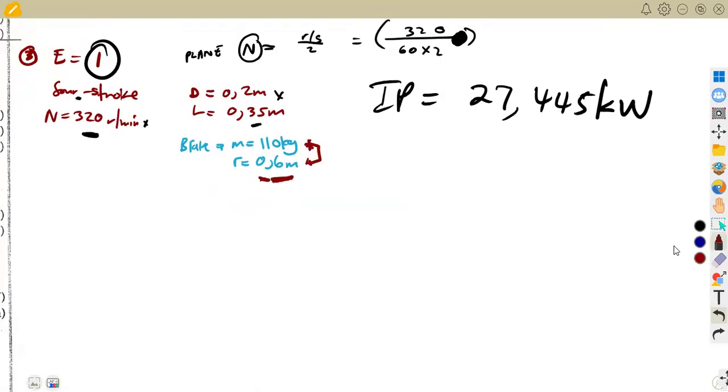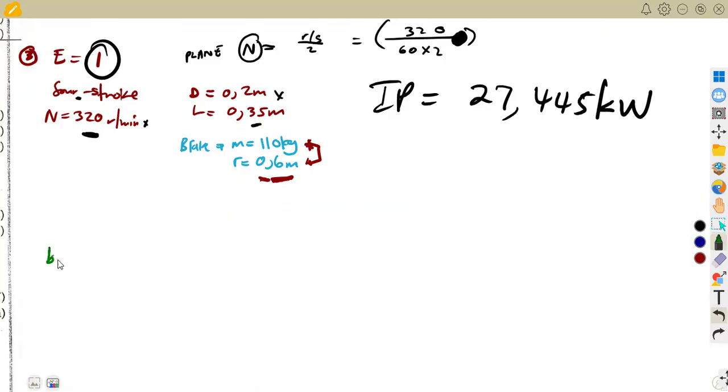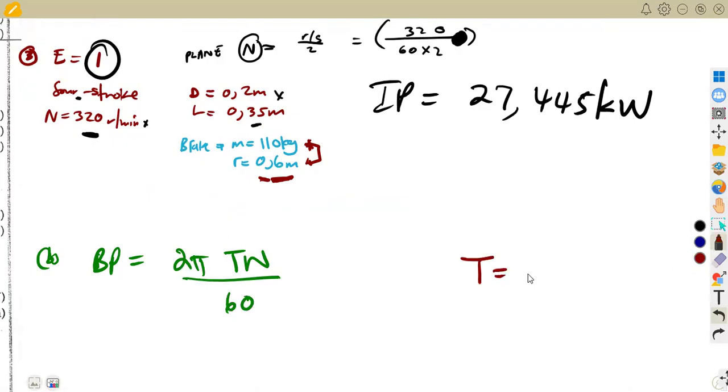This information alone forces us to use the normal formula for the brake power. Remember, I said the brake power is 2 pi T n over 60, where T is the torque. How do we determine the torque? That is the force times the radius. Do we have the force?